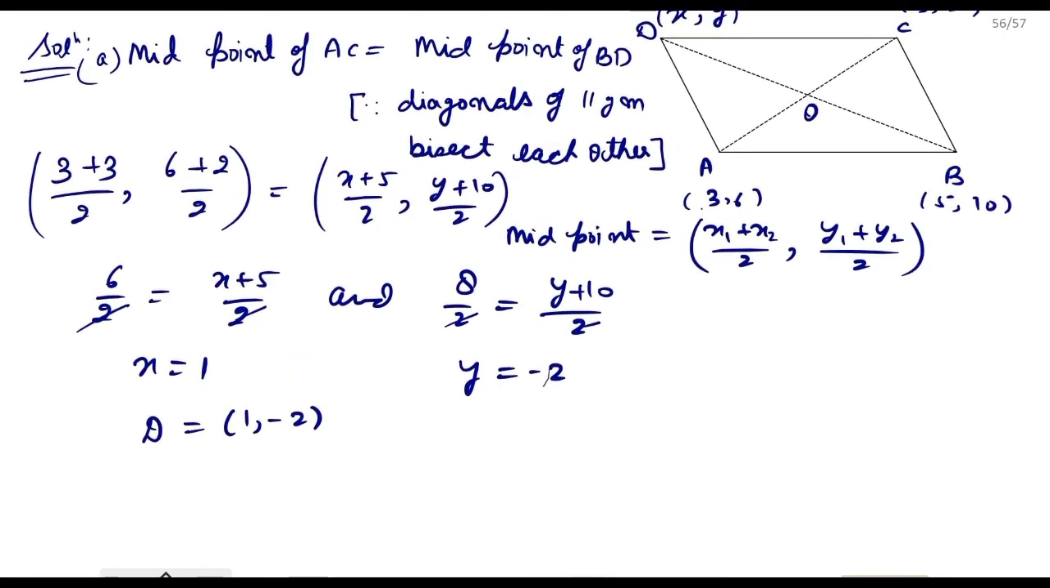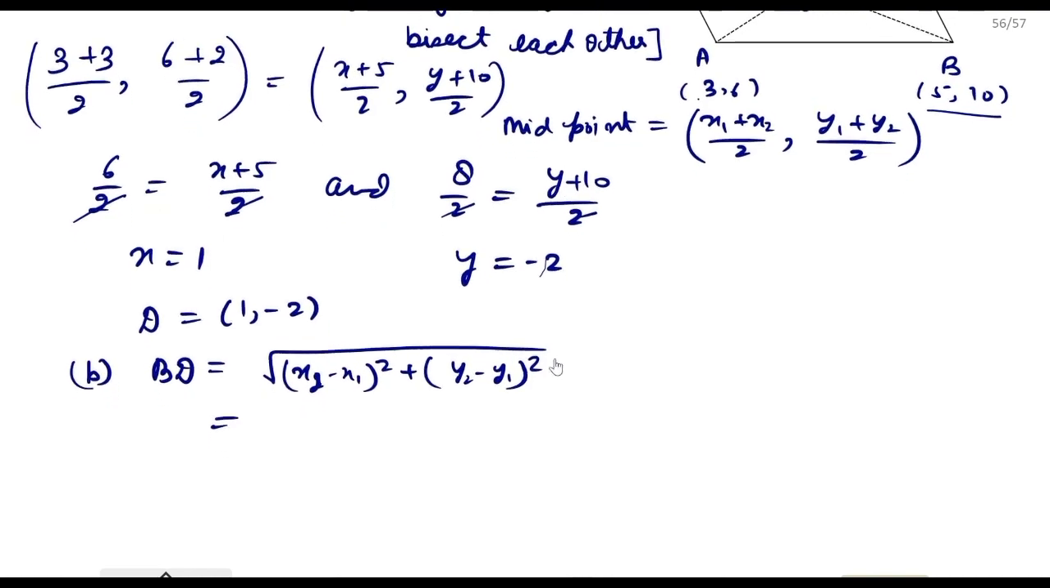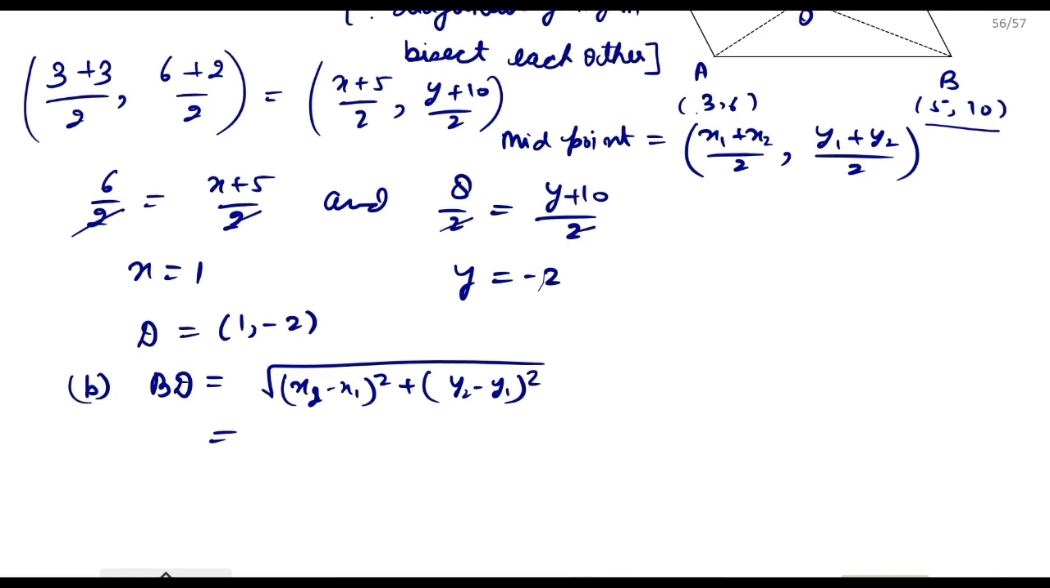For this we are applying the distance formula. Under root x2 minus x1 whole square plus y2 minus y1 whole square. This is x1, y1 and this is x2, y2. Under root x2 minus x1 whole square plus y2 minus y1 whole square.